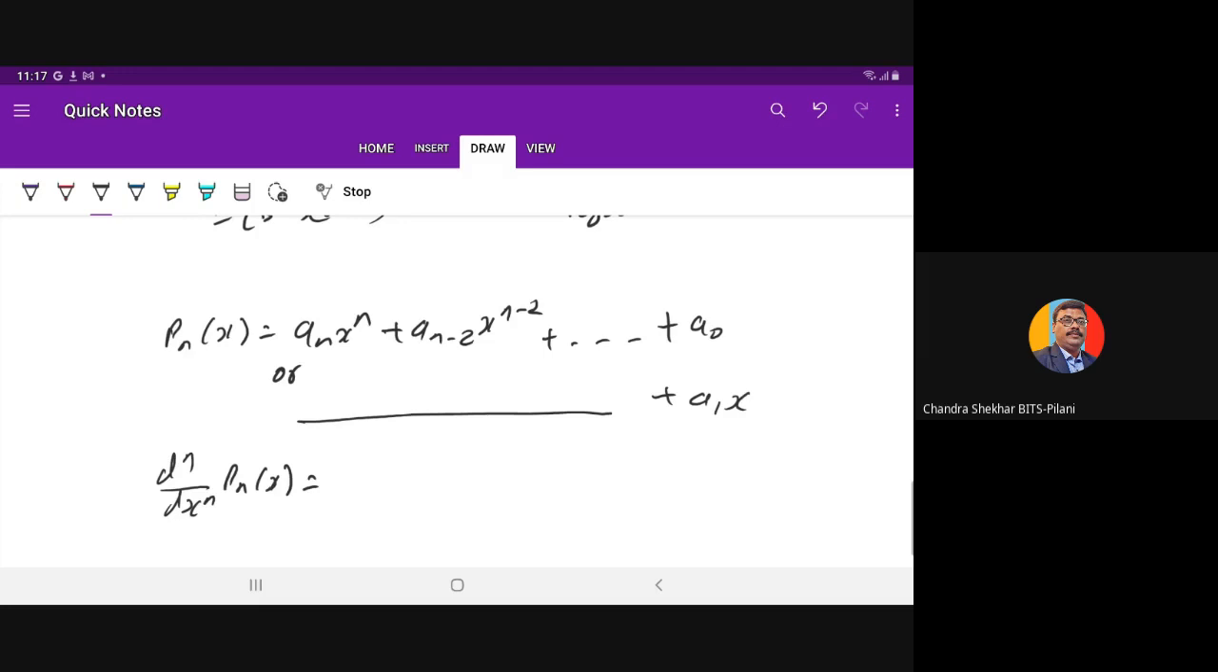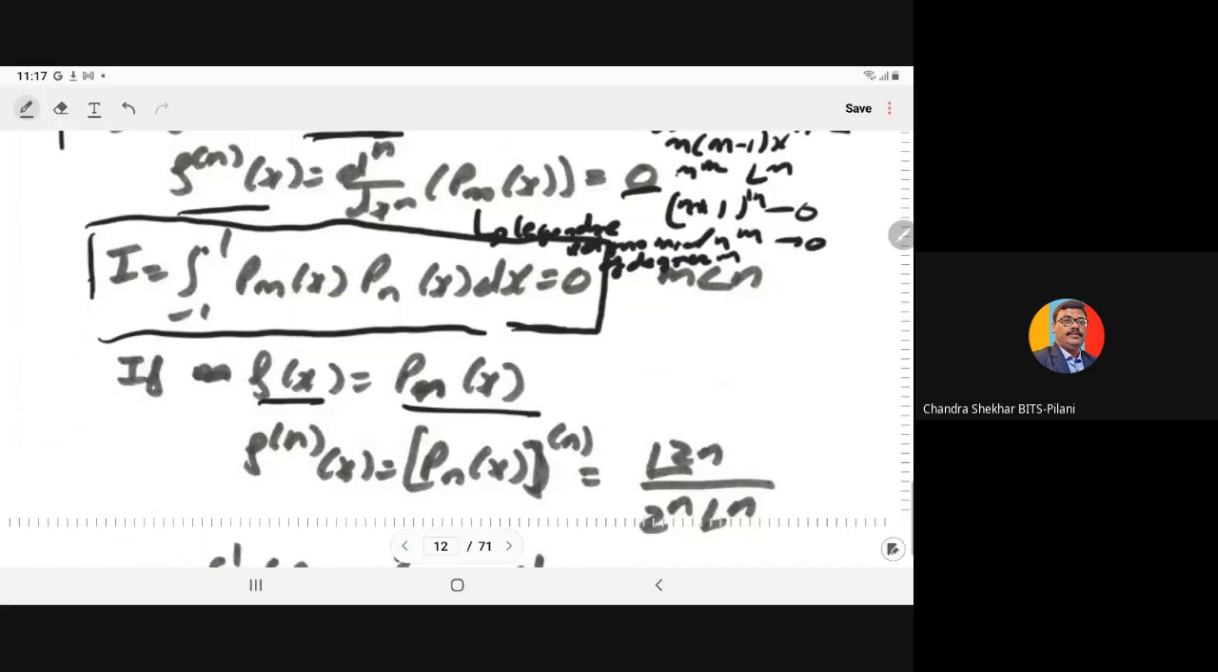Yes, a_n. Right? a_n factorial n only, right? And a_n we have already computed earlier, so that I will use here.